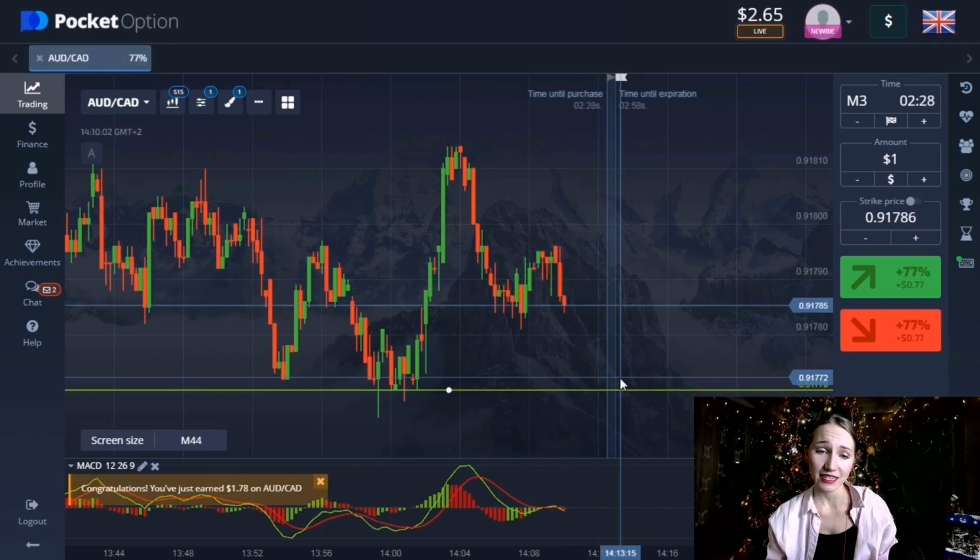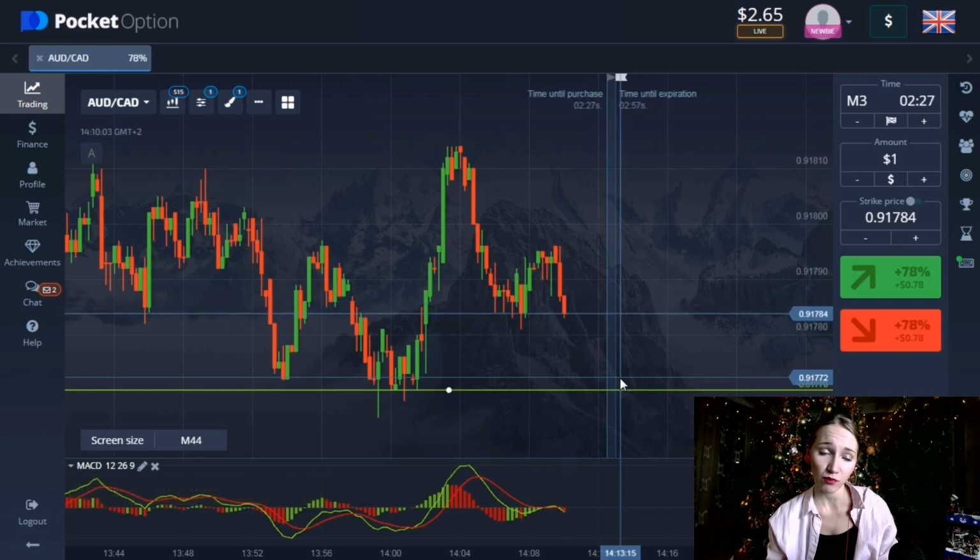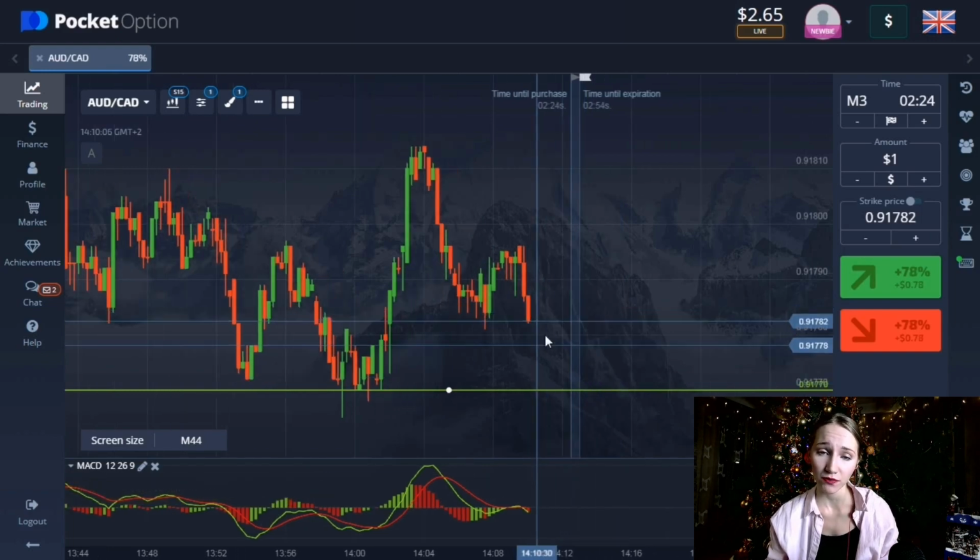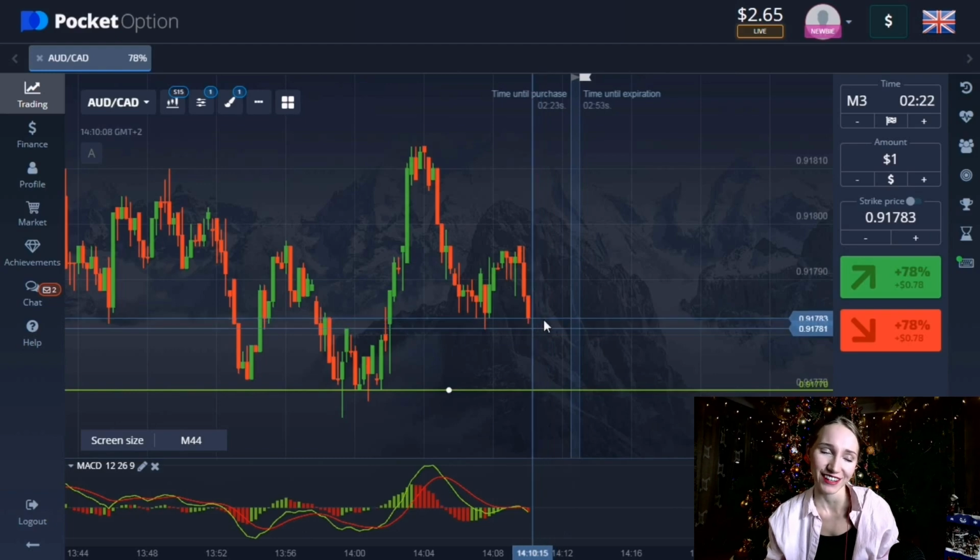Well, it's not bad, guys. After the roll back up, the downward movement continued and we are getting our profit. The indicator was very good here.